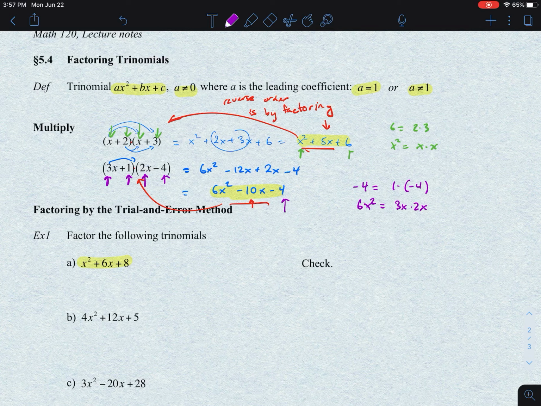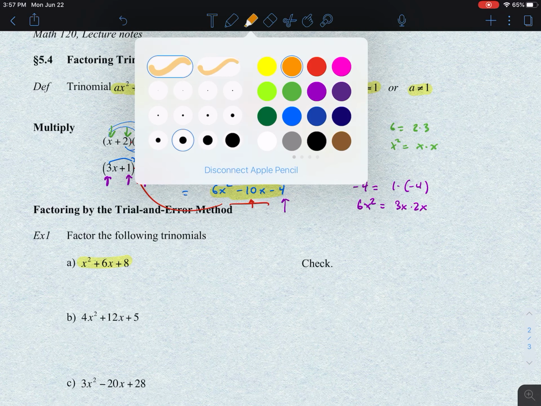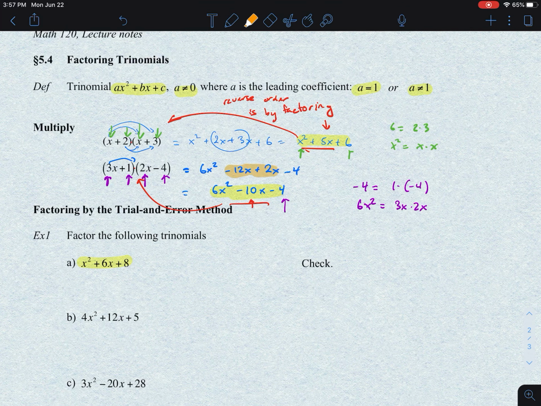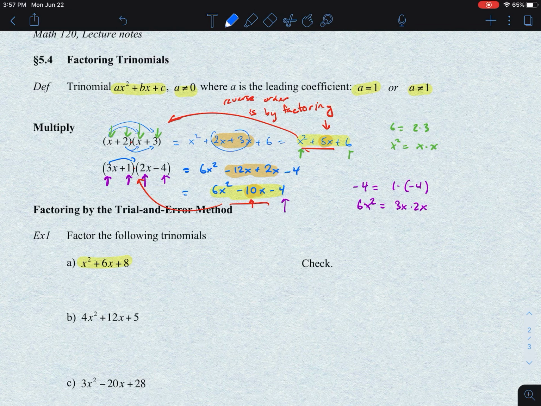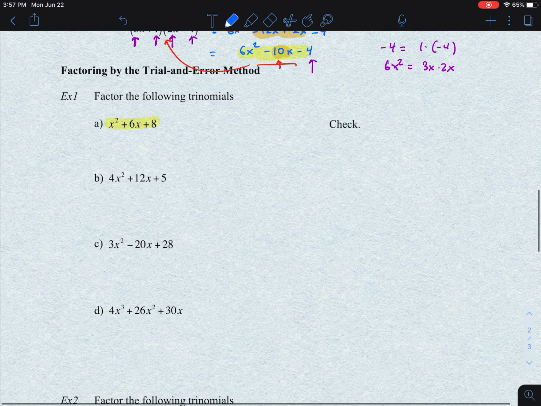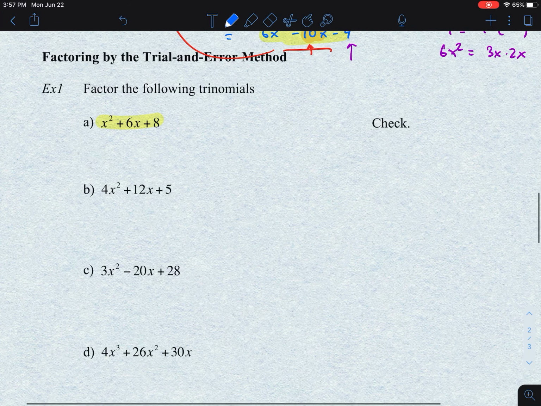As far as the middle term goes, it will take some time to get better at seeing the two middle terms and how we got them. That takes practice. There's really no shortcut when it comes to factoring. You have to do a lot of it and gain some insight into how to factor. So let's start with an easy example: x squared plus 6x plus 8.